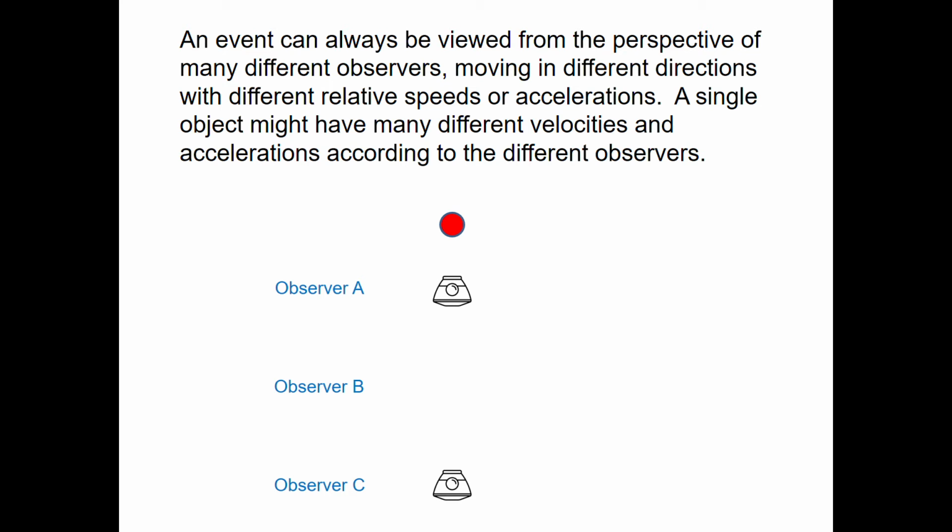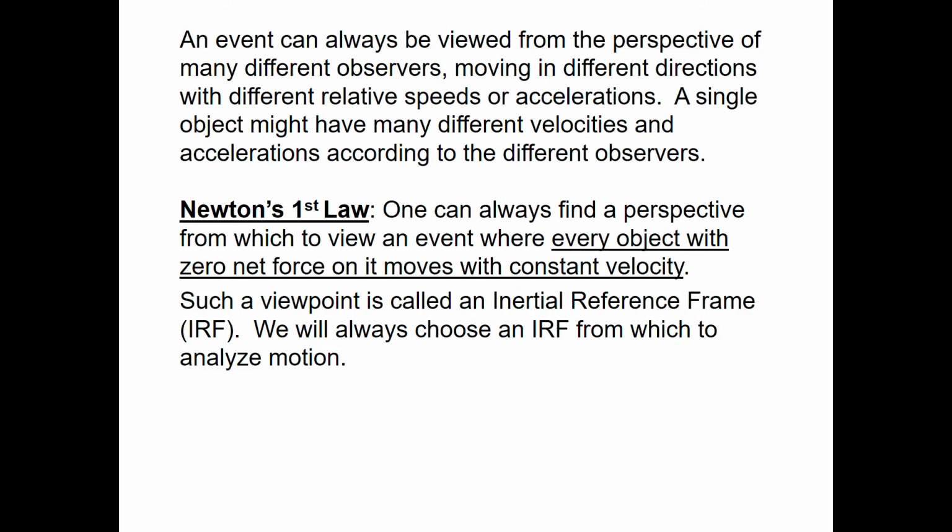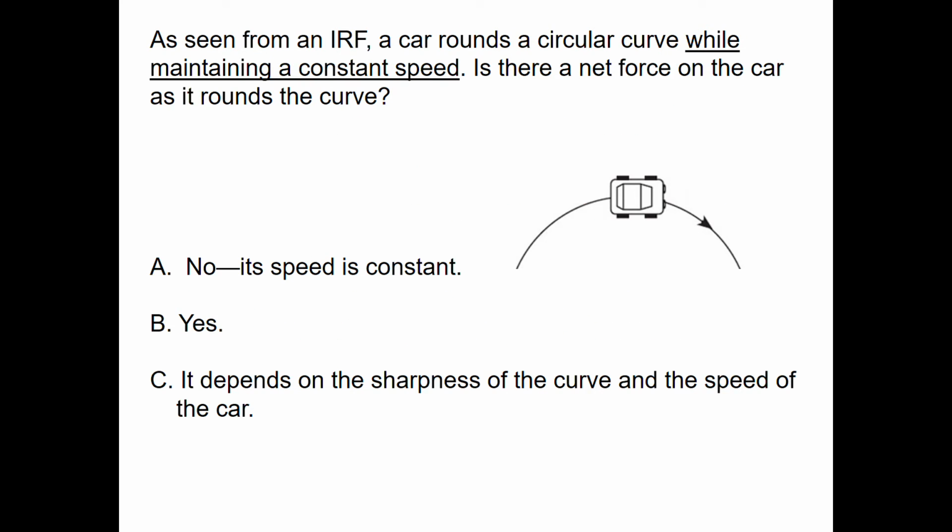Observer C looks out the window and says, nope, no forces on the ball, but the ball is starting to accelerate to the right. That is telling me if there's no forces on an object, but I see that object accelerating, it should be moving with constant velocity if I'm in an inertial reference frame. So I'm going to conclude that I am not observing from an inertial reference frame. Don't do that in this course. We're going to specialize to only analyzing things from inertial reference frame points of view.